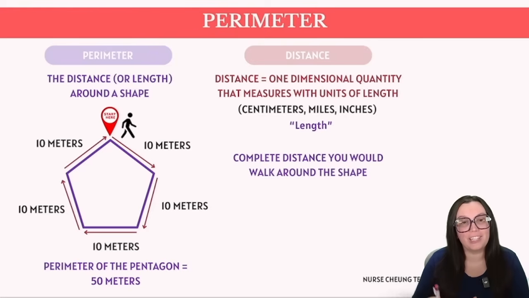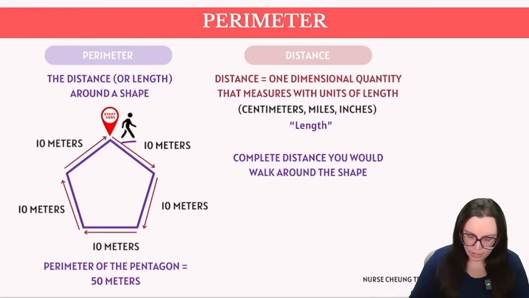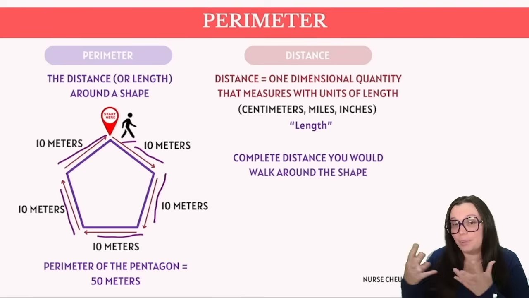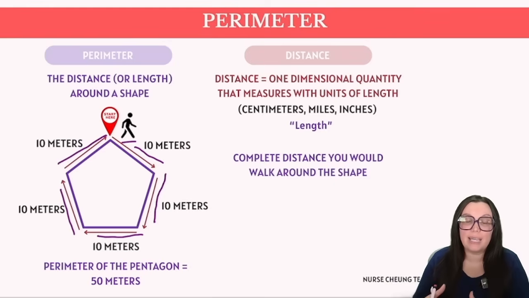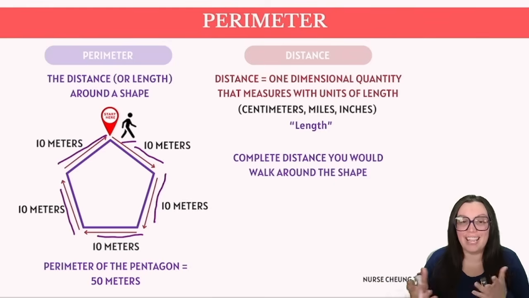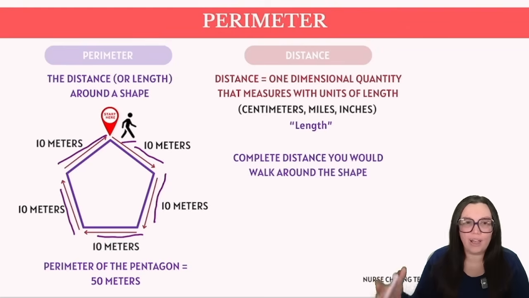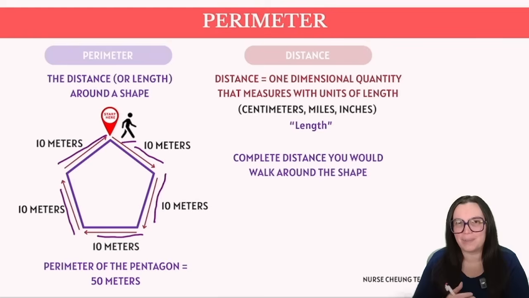A helpful way to understand perimeter is to imagine yourself walking along the edge of a shape, such as this pentagon. Visualize yourself beginning at one end of the pentagon and walking all along the edge of the shape until you reach back to your starting point. That complete distance that you cover is equal to the perimeter of the shape. In our example, we know that every side of the pentagon measures 10 meters. Traversing all 5 sides of this shape is going to equal a total distance of 50 meters.